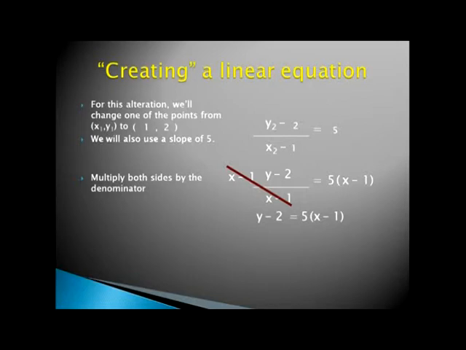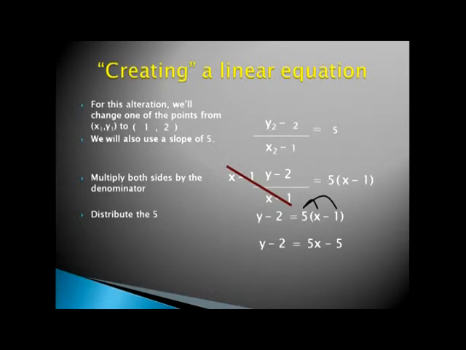Let's take a moment to simplify the right side of the equation. To do this, let's distribute to the 5. Remember, this means we multiply the x by the 5 and the negative 1 by the 5 as well. The result is y minus 2 equals 5x minus 5.